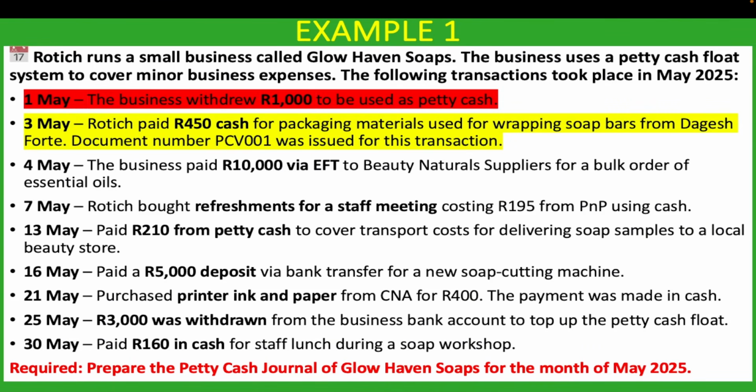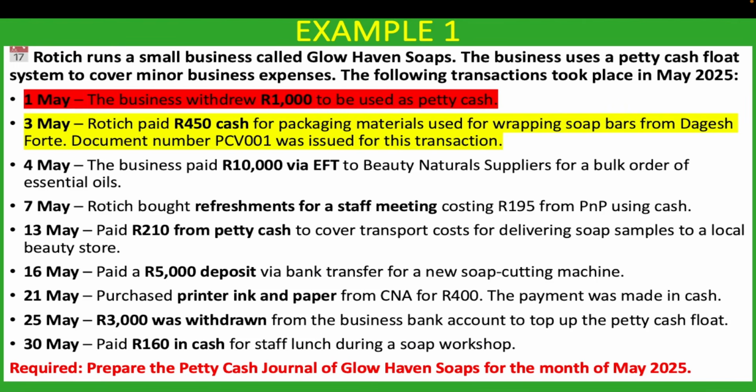Okay, so the one on the 4th of May, is this one going to be recorded in the petty cash journal? Well, I hope from what I've mentioned earlier, you know that it doesn't go into the petty cash journal. Why is that? Well, because the business paid 10,000 Rand via EFT. Very important. It wasn't paid using petty cash. And you can see it's a substantial amount. It's not a small amount. This is 10,000 Rand. And so, of course, you'd unlikely have this amount lying in petty cash. Petty cash usually has small amounts lying in it.